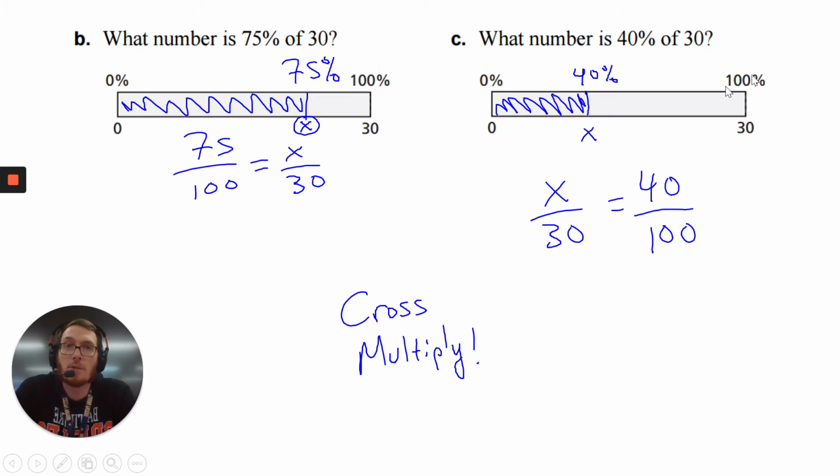This one says 40% of 30. So 40% out of 100% is x out of 30. That would be x over 30 equals 40 out of 100. And again, I would cross multiply in order to figure out what that answer would be to this scenario.